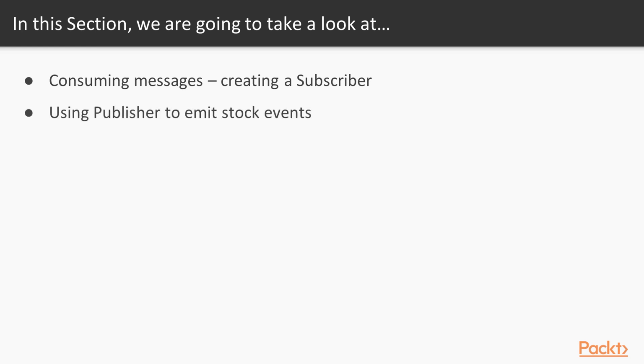Next, we'll see how to use a publisher to emit stock events. Once we have both parts, we'll be testing the stock flow. Finally, we'll see how to handle errors in the subscriber.